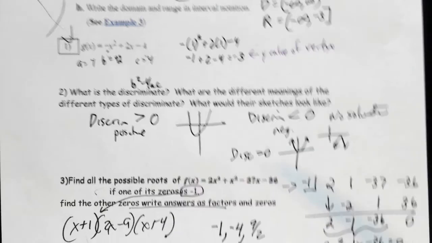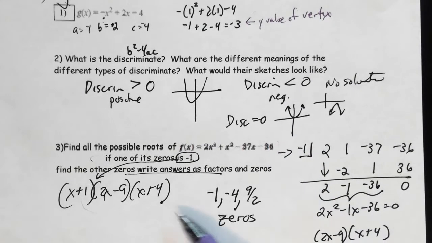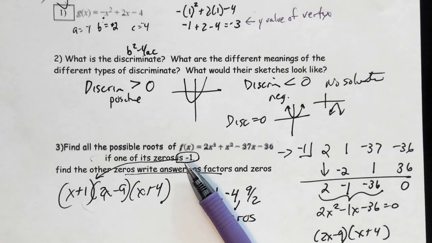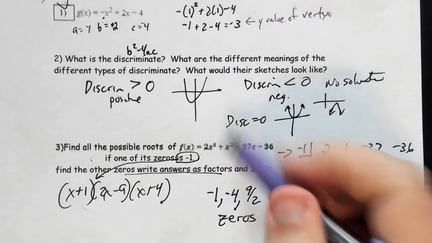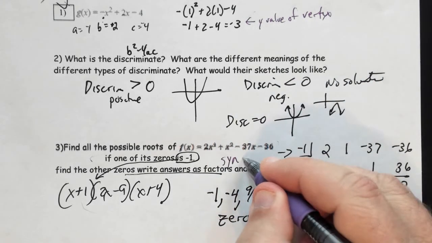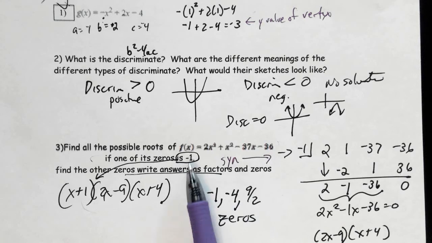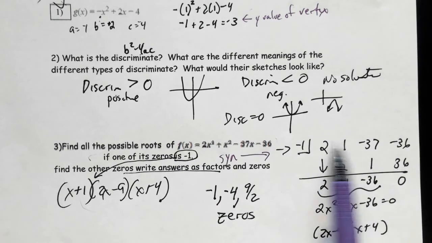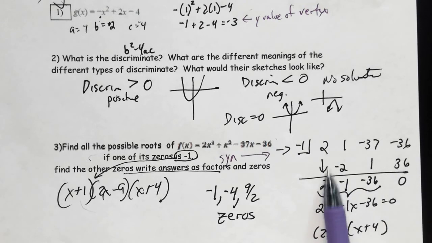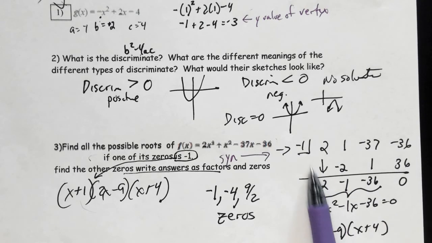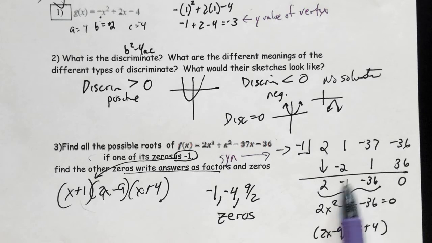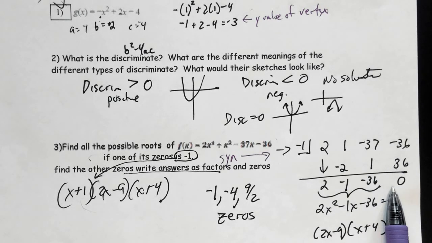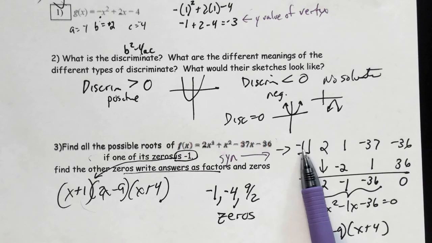And then number 3: find all the possible roots if one of its zeros is negative 1. So you're going to use synthetic division, and you're going to plug the 0 they give you into the box, and you're going to run synthetic through. Remember, bring the 2 down first, multiply, add, multiply, add, multiply, and you should get a 0 here. You get a 0 because that number is supposed to work.